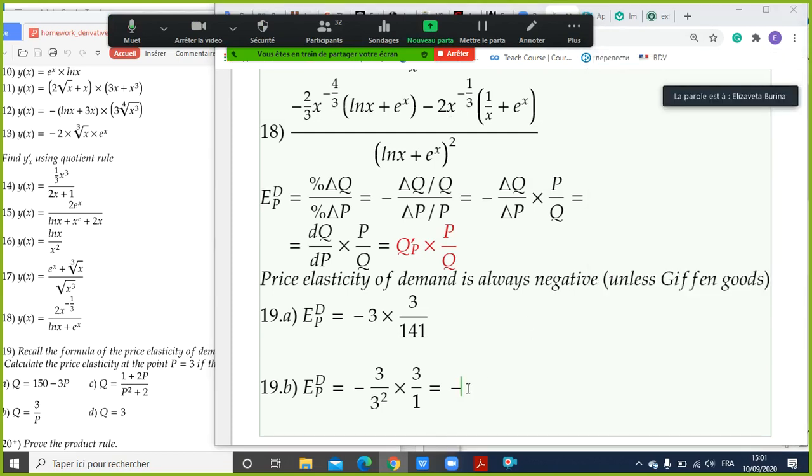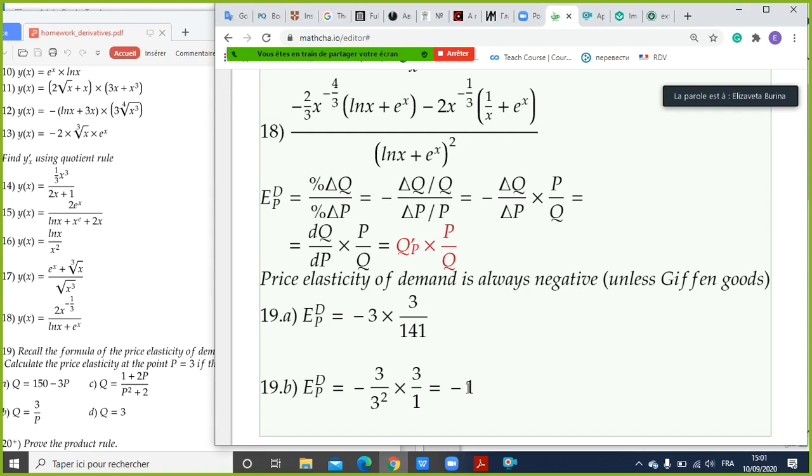Yes, minus 1. So this is not a coincidence. This form of demand function is called constant price elasticity of demand. So the elasticity will always be equal to the power.